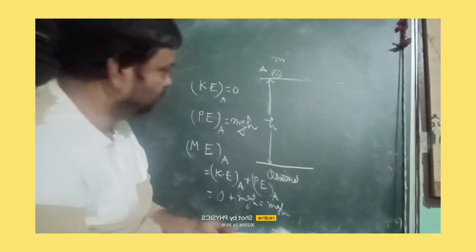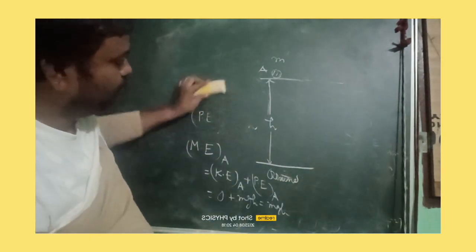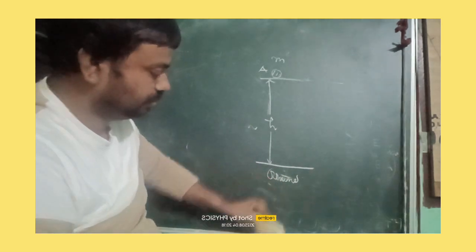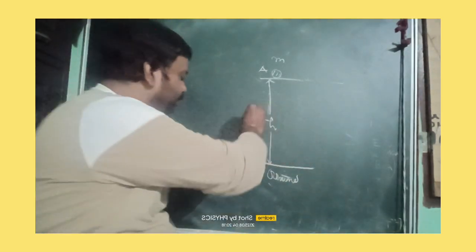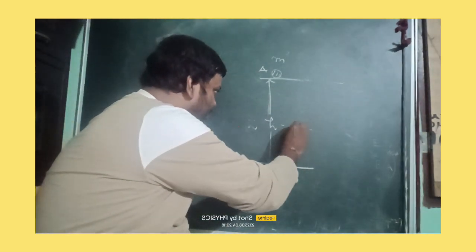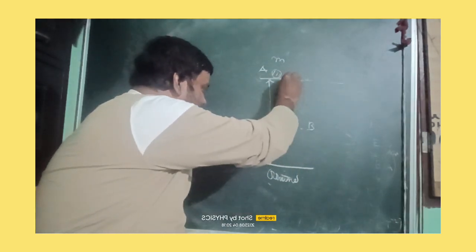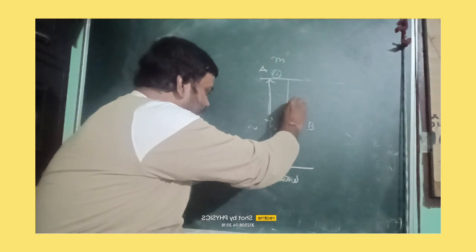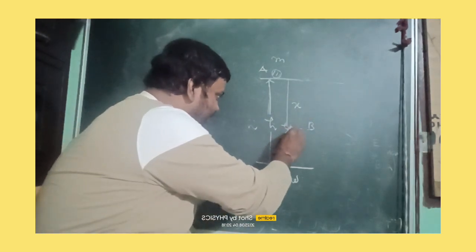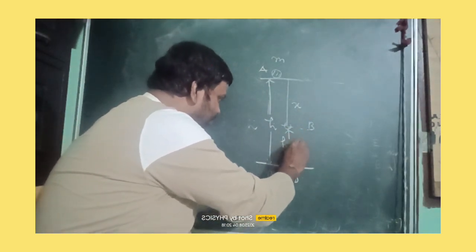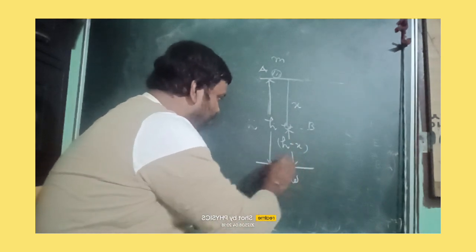Now let's move to the point B. At the point B, we consider that it has crossed the height of x and it is at a height of h minus x from the ground.